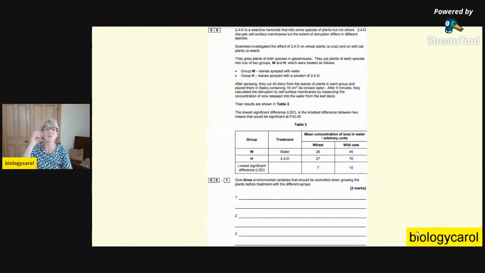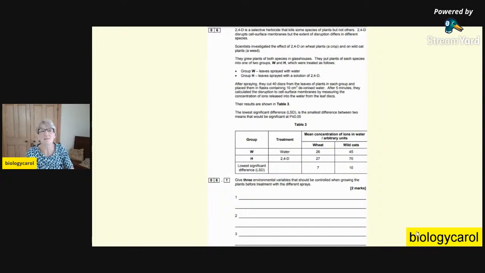Okay, onwards and upwards. Question six. This 2,4-D is a selective herbicide that kills some species of plants, but not others. It disrupts the cell surface membrane, but the extent of that disruption differs in different species.